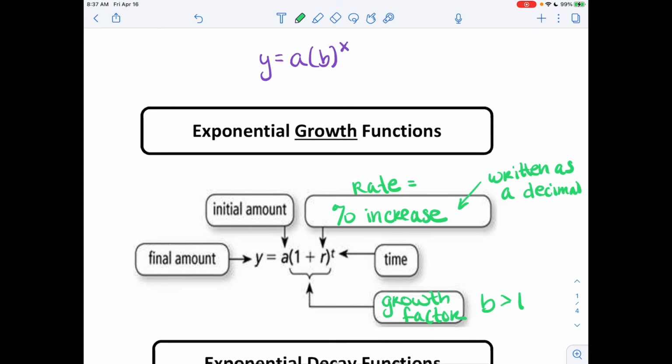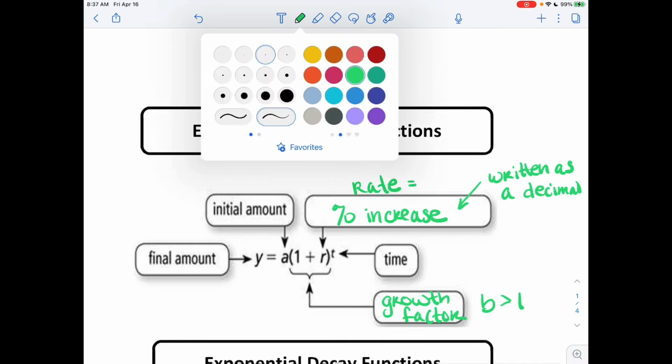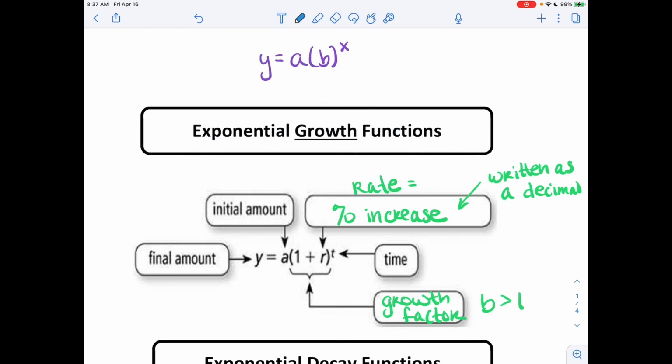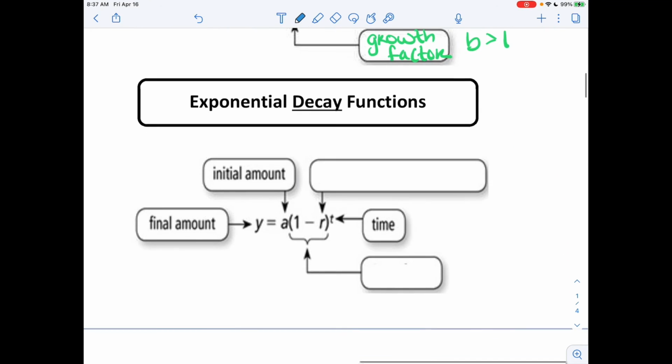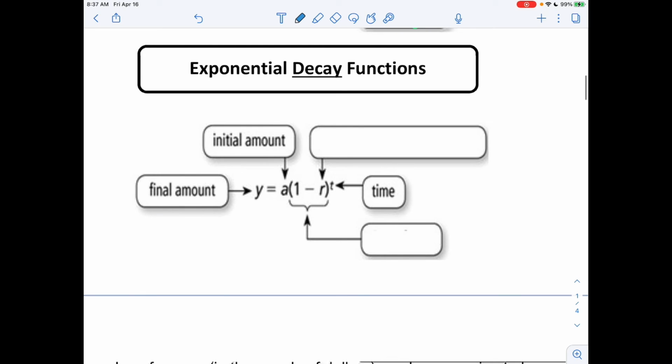Now let's look at the opposite. Let's look at exponential decrease, or exponential decay. This is something that is becoming a lower and lower value very, very quickly. So we have a very similar equation. The only difference here is that now we are subtracting our rate. So our rate is now equal to a percent decrease.